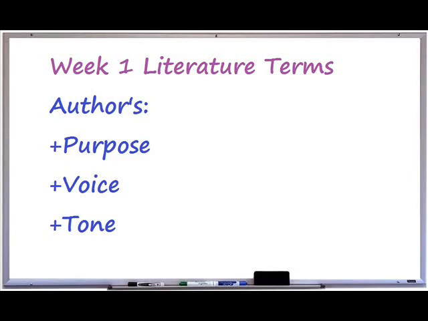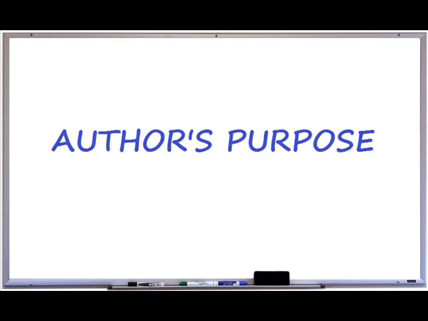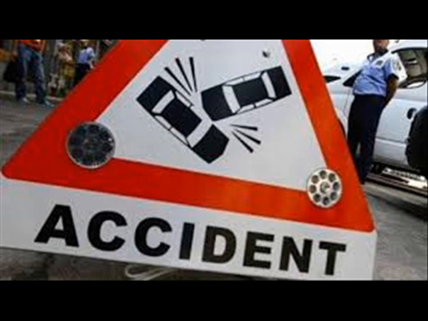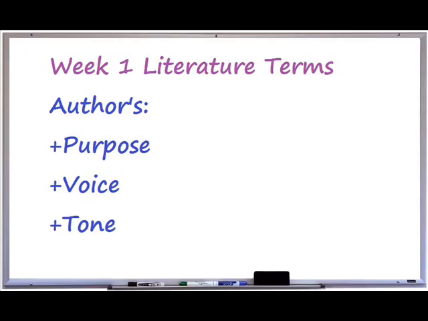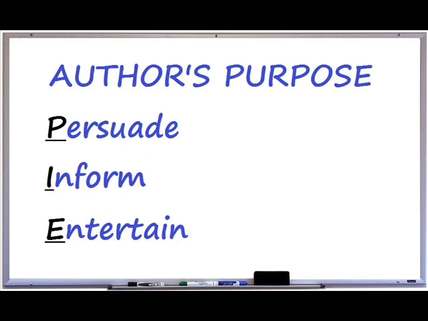In week 1, we'll be covering author's purpose, author's voice, and author's tone. Author's purpose. An author doesn't compose a novel, essay, or short story by mistake. Works of literature are written to accomplish something. Depending on the format, content, and context of a piece, it may be written to persuade, inform, or entertain.